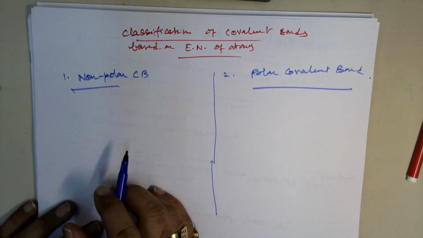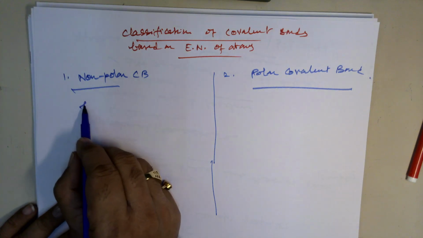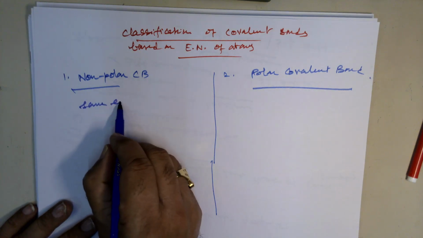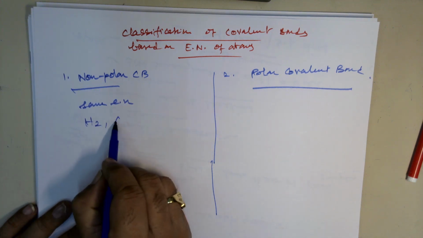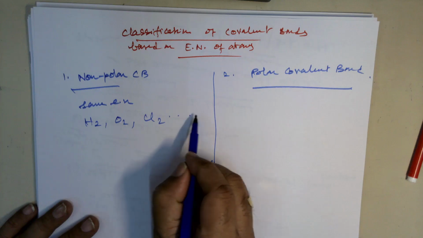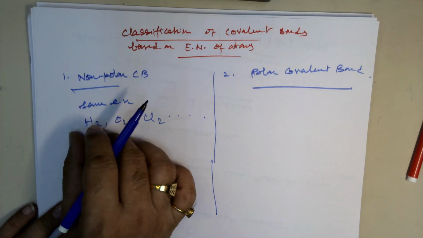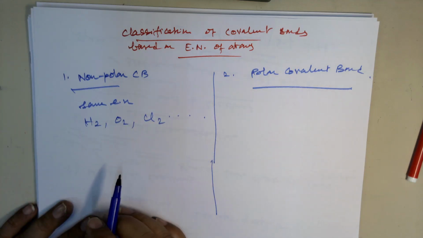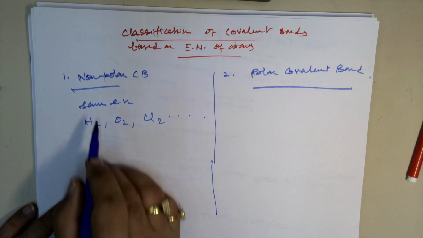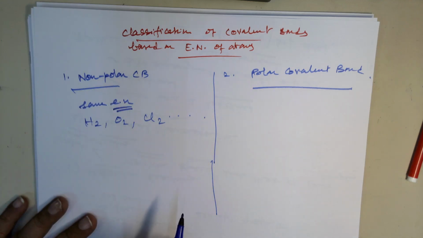When a covalent bond is formed between two atoms having almost the same electronegativity, like in the case of H2, O2, Cl2, etc., since the participating atoms are the same, the covalency will also be the same, and the electronegativity will also be the same. Such covalent bonds result in non-polar covalent bonds.